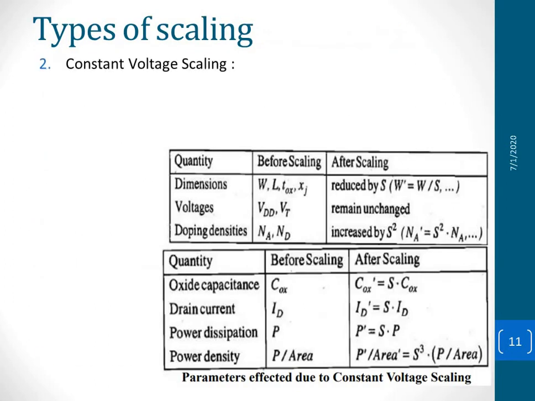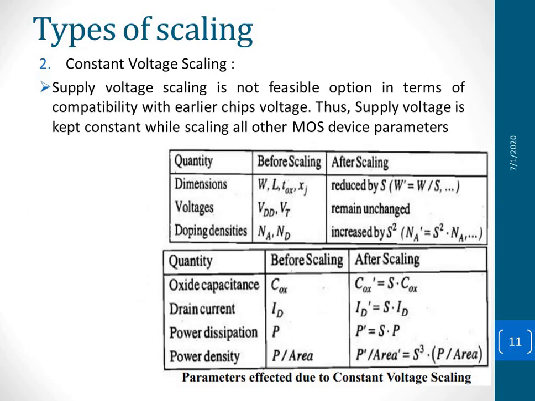So the next one is the constant voltage scaling. In the constant voltage scaling, supply voltage scaling is not a feasible option in terms of compatibility with earlier chips voltage. Thus supply voltage is kept constant, that means VDD likewise, while we are scaling the other MOS device parameters. So if we are scaling other MOS device parameters, you can see before scaling W, L, TOX, the junction depth Xj, they are reduced by S.